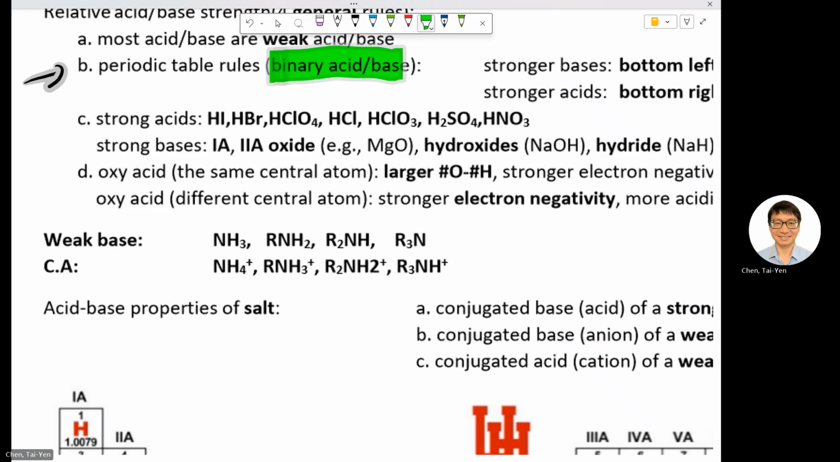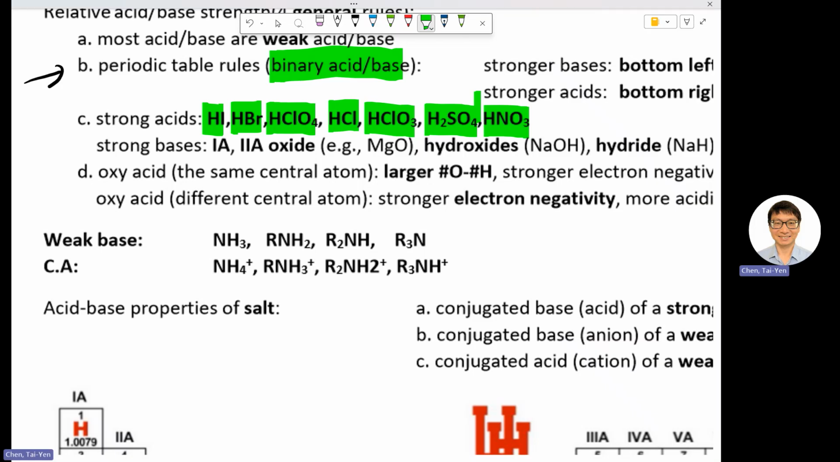HI, HBr, HClO4, HCl, HClO3, H2SO4, and HNO3. Okay, so memorize this. Those are the 7 strong acids that you need to memorize. If you encounter something you think is an acid, and it doesn't belong to this big 7, it is weak.